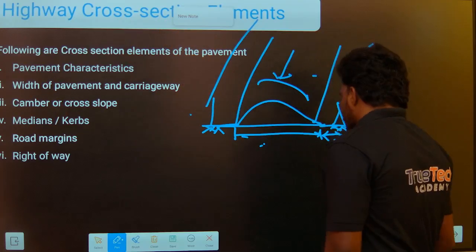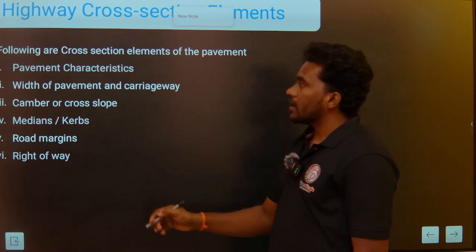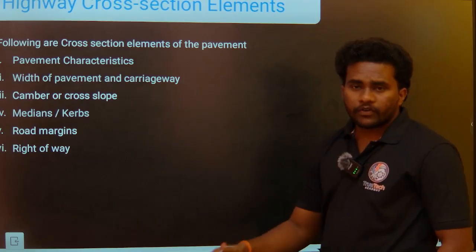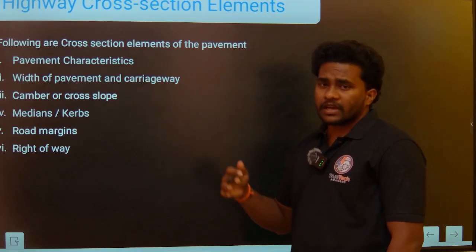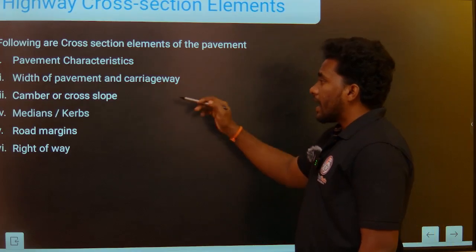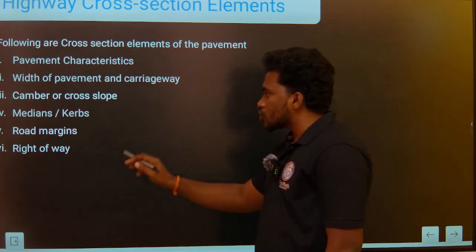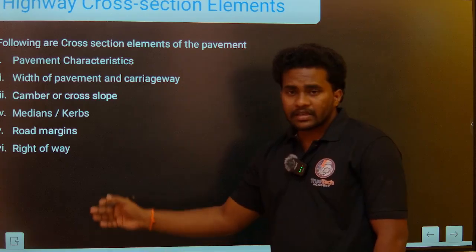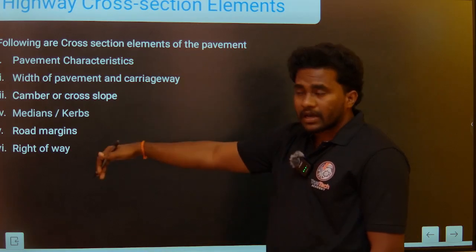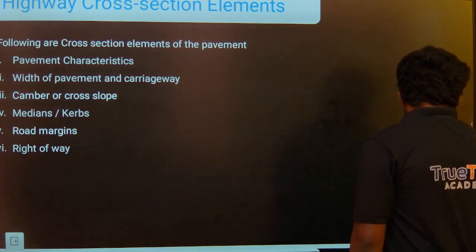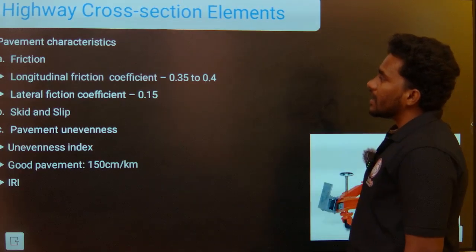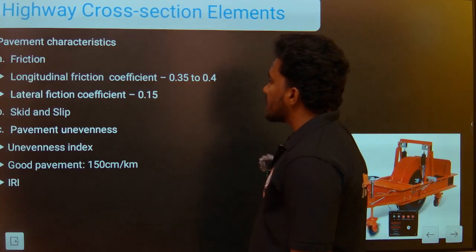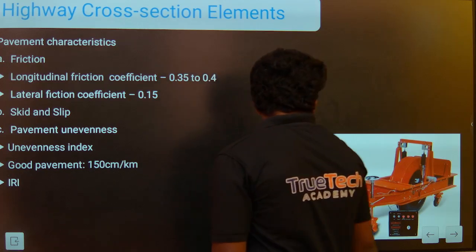And now, pavement characteristics, width of pavement or carriageway, and we have another diagram, I will explain in that. Camber is nothing but the cross slope, and median, curves, road margins and right of way. These are the elements that come under the cross section elements. And first is the pavement characteristics. In pavement characteristics, first one is friction.